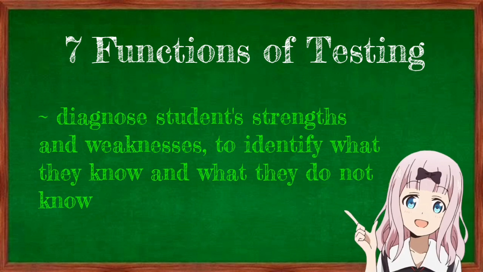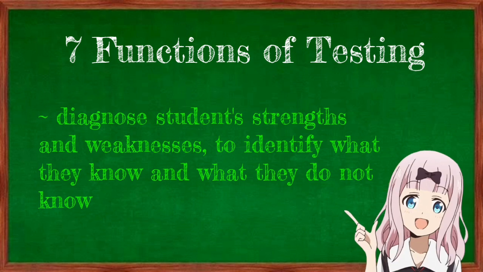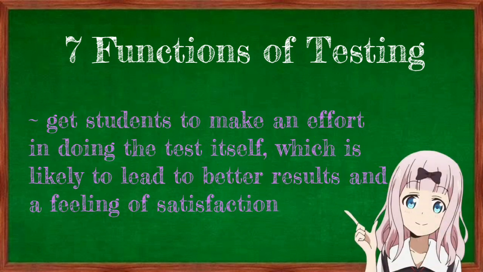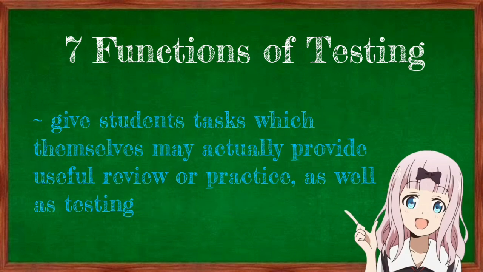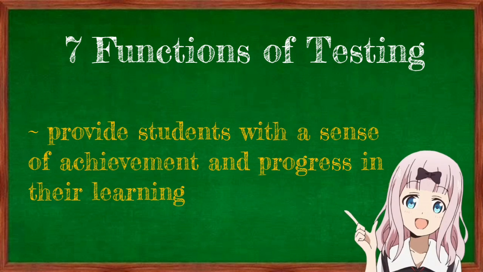Number 4, to diagnose students' strengths and weaknesses, to identify what they know and what they don't know. Number 5, to get students to make an effort in doing the test itself, which is likely to lead to better results and a feeling of satisfaction. Number 6, to give students tasks which themselves may actually provide useful review or practice, as well as testing. Finally, to provide students with a sense of achievement and progress in their learning.